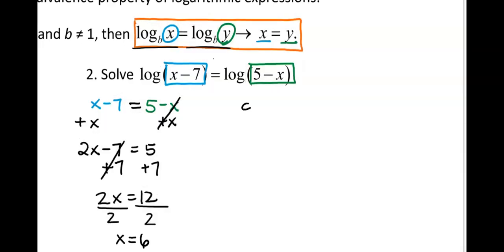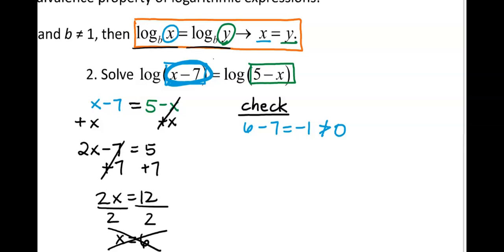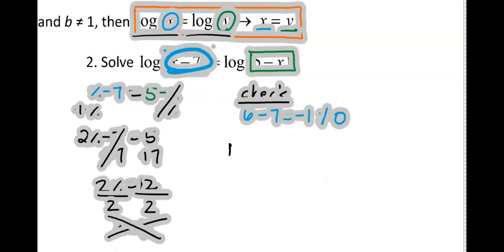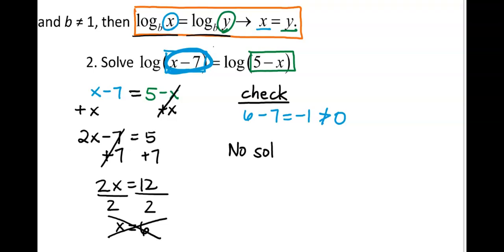And now we are going to check if this solution works. I'll start by plugging 6 into the inside of the first logarithm, which is x minus 7. 6 minus 7 is equal to negative 1, which is not greater than 0. So the solution of 6 violates the domain of that first logarithm, and so this can in fact not be a solution. So example 2 has no solution.